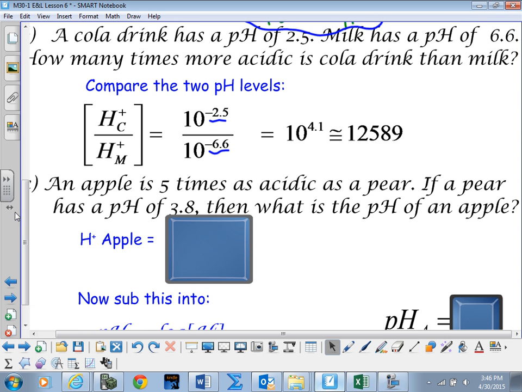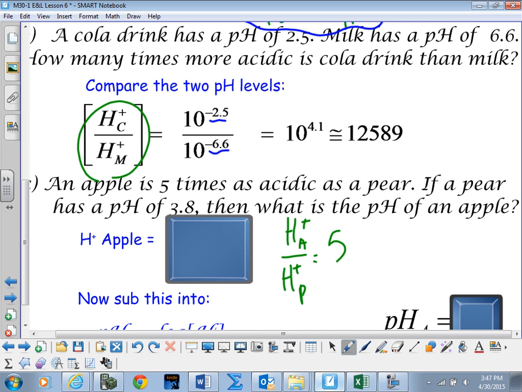All right, now we're given that an apple is 5 times as acidic as a pear. So that means the fraction that we just worked with right here is equal to 5. If a pear has a pH of 3.8, we said that the hydrogen concentration of the apple is 5 times more acidic. If the apple is 5 times more acidic, that means that the apple over the pear is equal to 5.